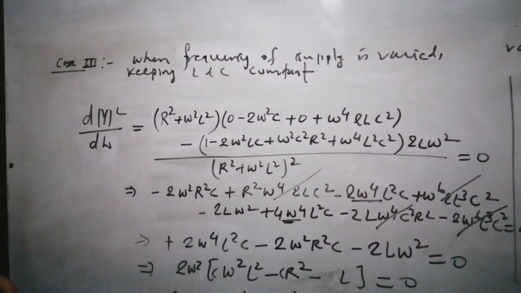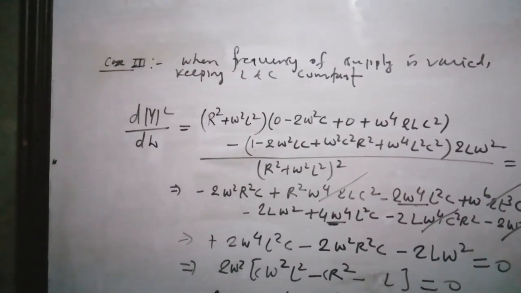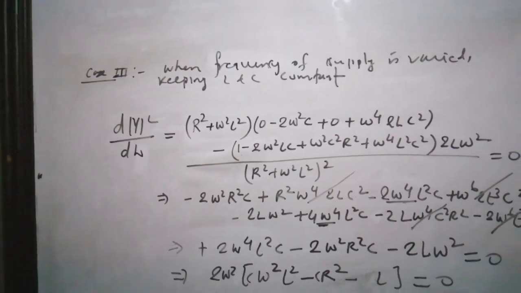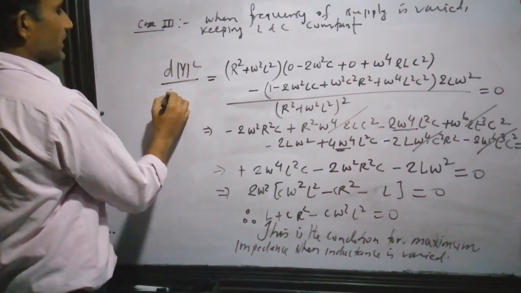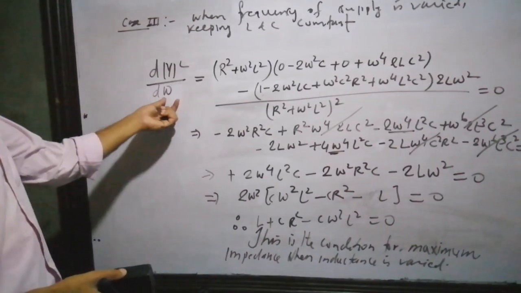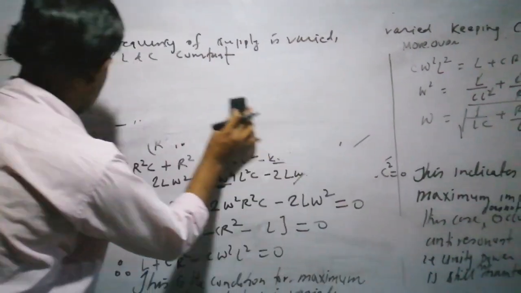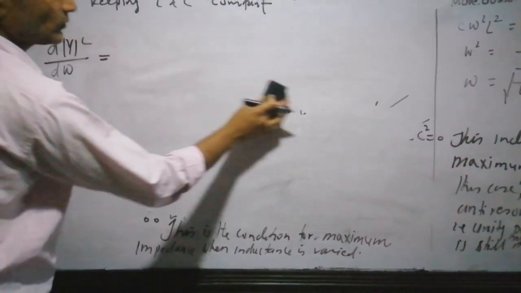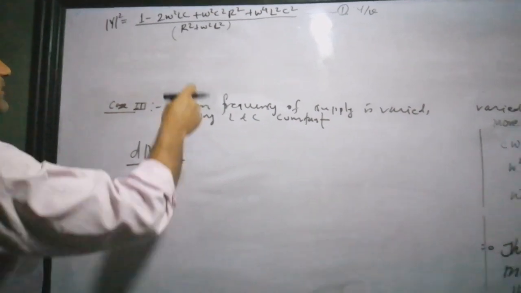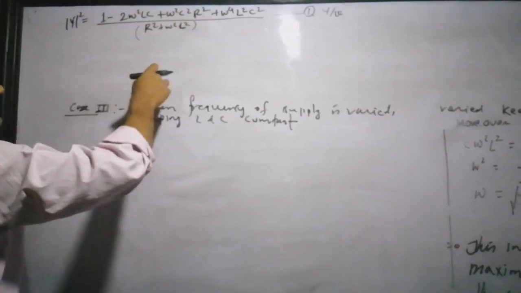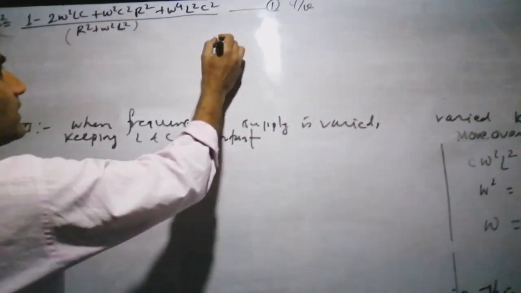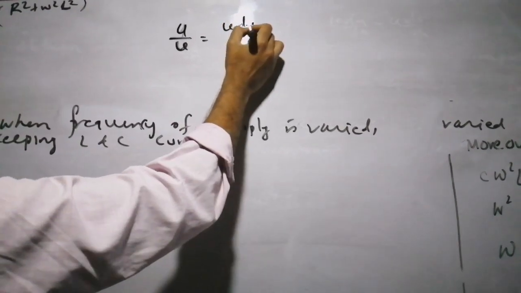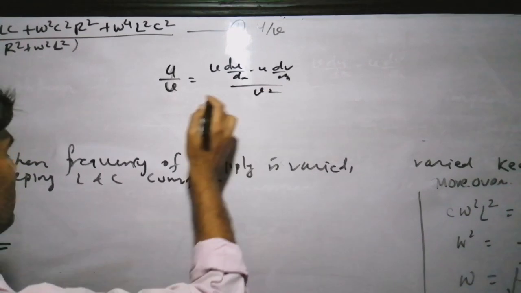Let me try this. A large number of terms come, so I will not try to do it all at once, and on simplification you will get the result. I'll try to do all the steps. So d omega square by d omega, because with these terms we are varying the frequency. Again I have this admittance, and this time I have a variation with the frequency, and so again we have the same form u by v, and you know the formula is v du by dx minus u dv by dx upon v square.